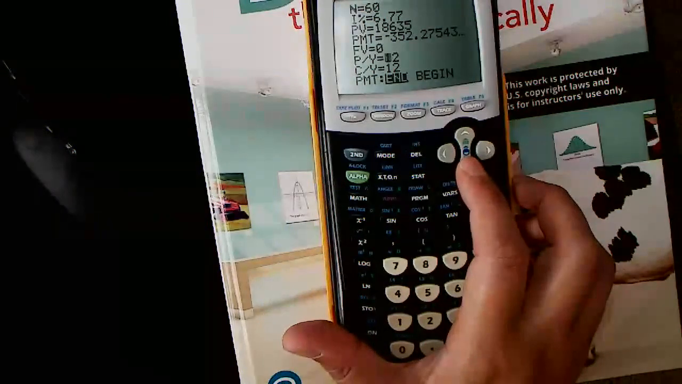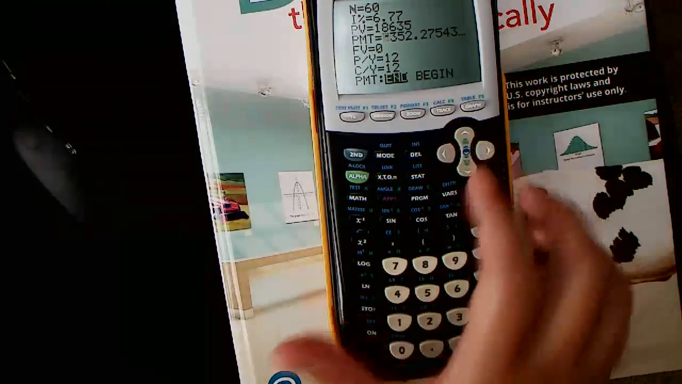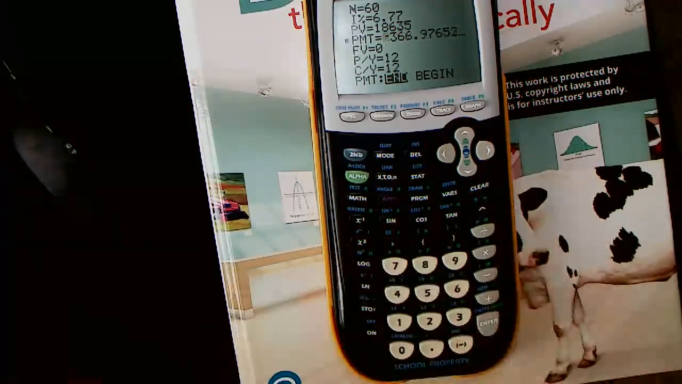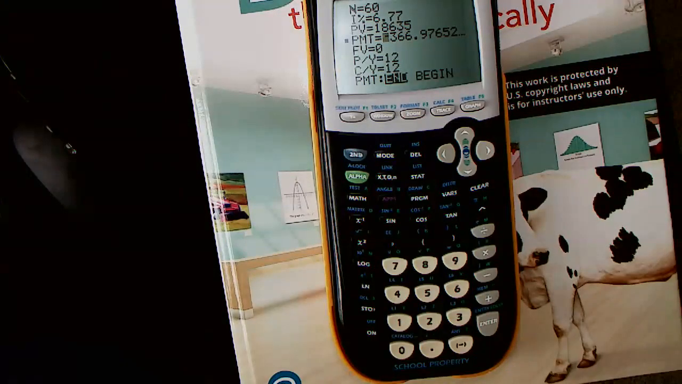Future value is 0, 12, 12. Okay, everything looks fine. And payment, solve for payment. Your monthly payment is supposed to be $366.98. Yeah, before we go back, let me double check.